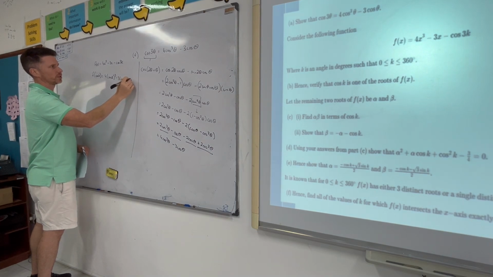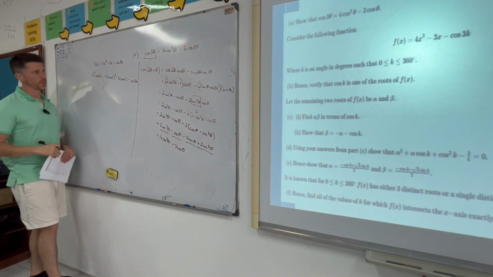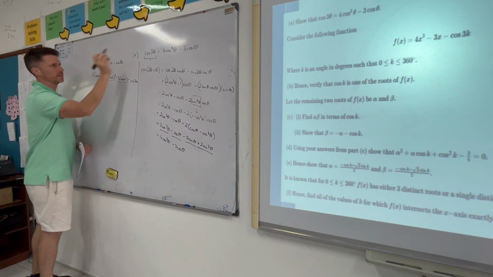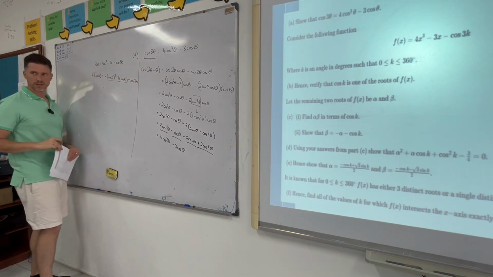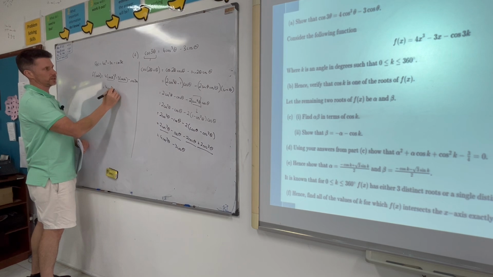K minus cos 3k. So we have this. Okay, is that going to be 0? Maybe. But do notice that this is the same as this, isn't it? Maybe I write it like that. That cubed can sit in here as well.